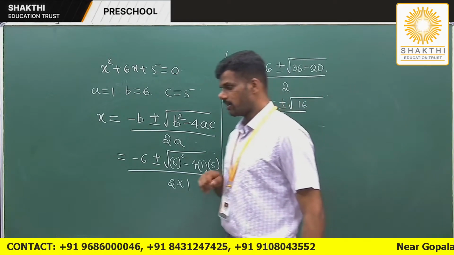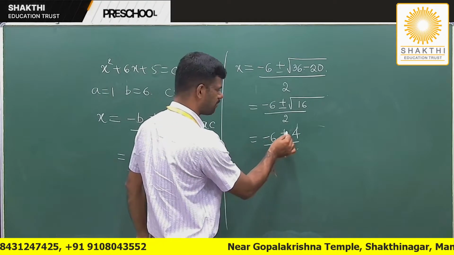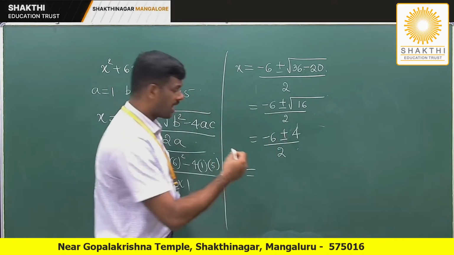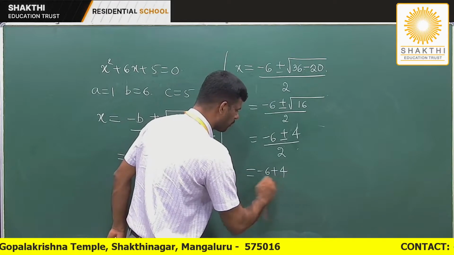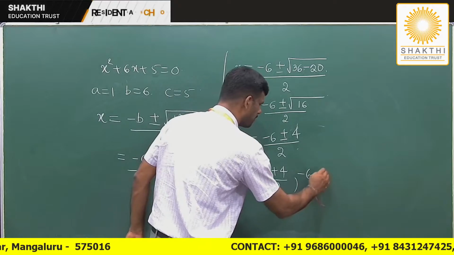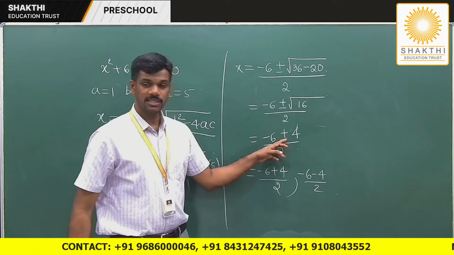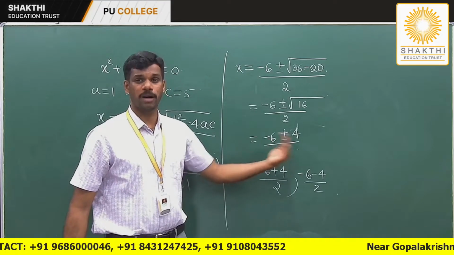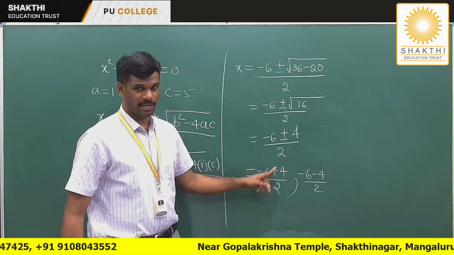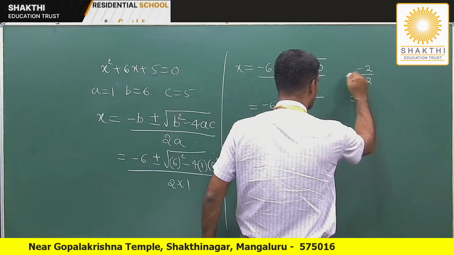After this is the very important step which you all have to worry about. Now you know that this is minus 6 plus or minus 4 divided by 2. Let's segregate this. How to segregate this? I say minus 6 plus 4 divided by 2 to the one side, comma. I say minus 6 minus 4 divided by 2 to the other side. So now this plus or minus is actually divided into two parts. Let's simplify the first one. Minus 6 plus 4. You know what is minus 6 plus 4? Minus 6 plus 4 is minus 2 divided by 2 is minus 1.